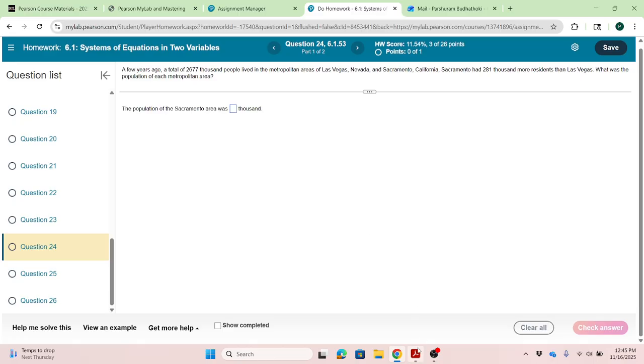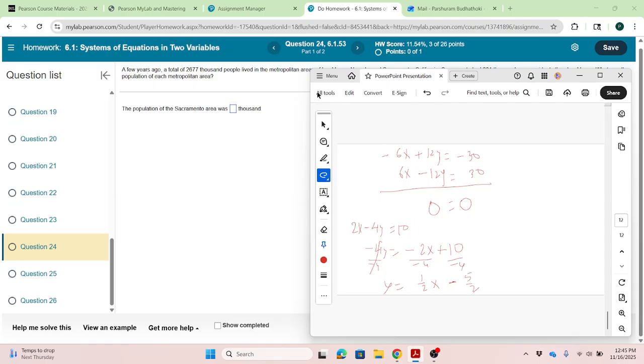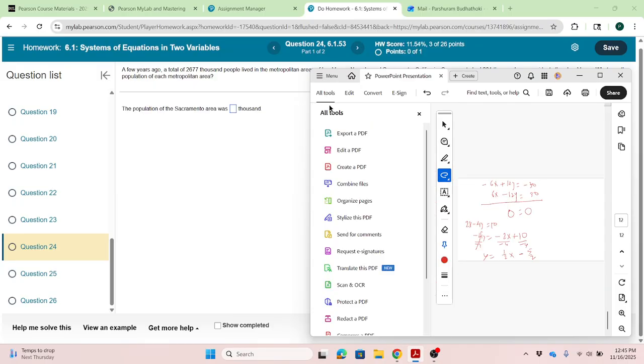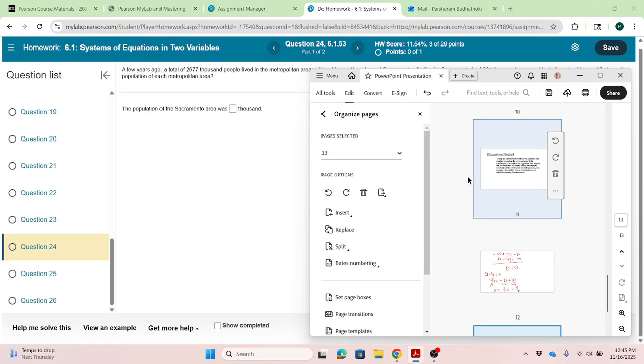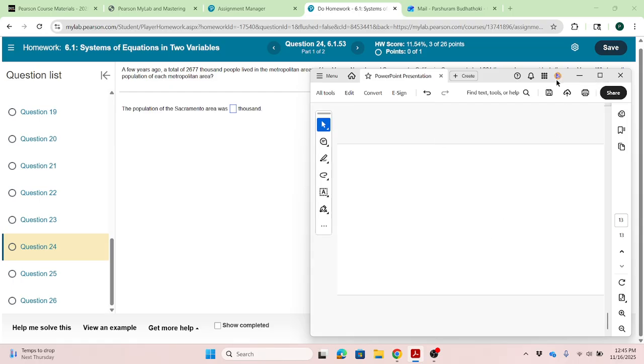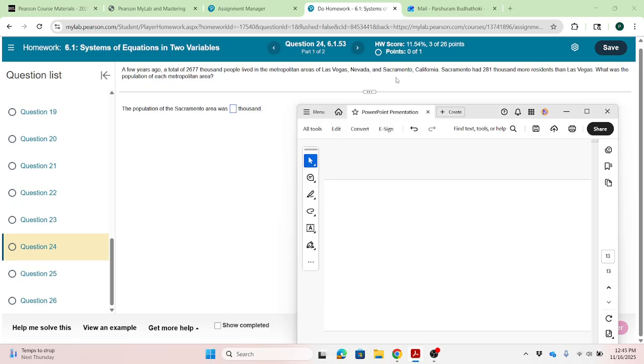Let's assume that the population in one area is X and in another area is Y. We always have to introduce the variable. So in this case, let's say X is the population in Las Vegas, and Y is the population in Sacramento, California. So X plus Y is 2,677. That's what is given.